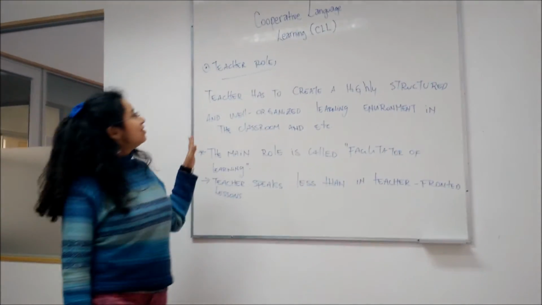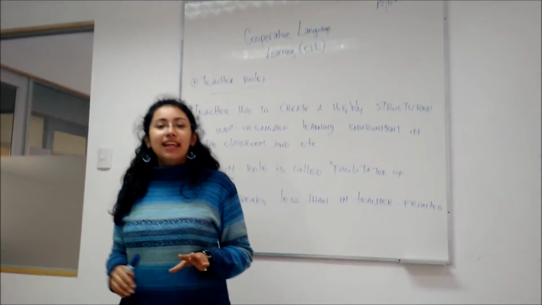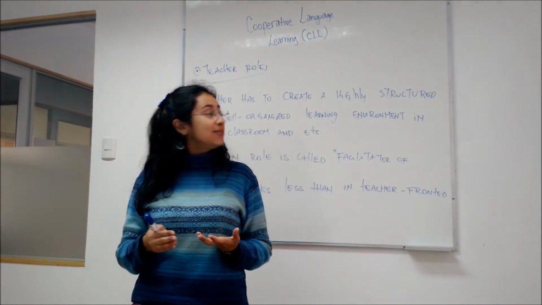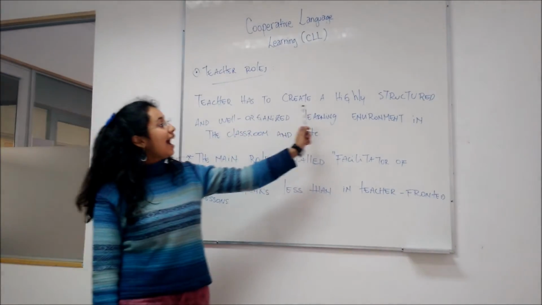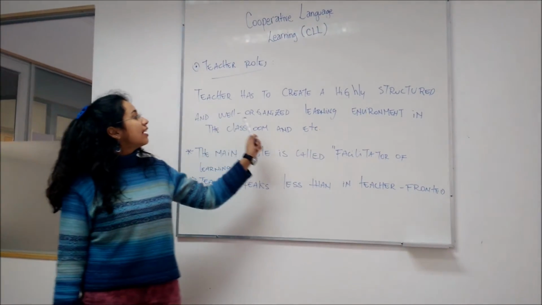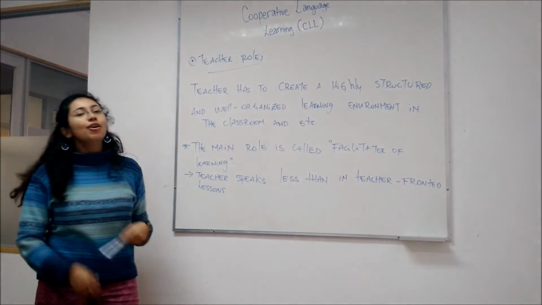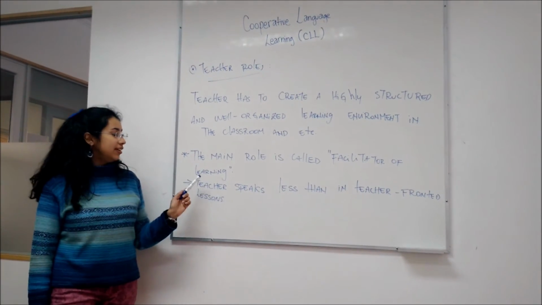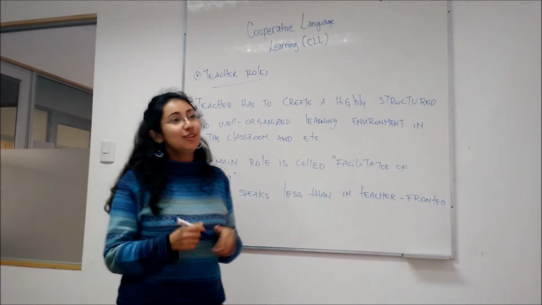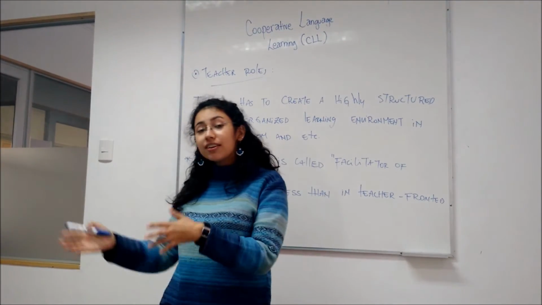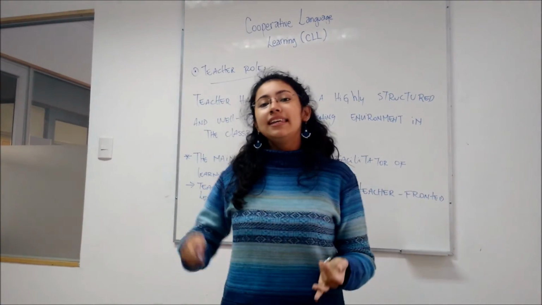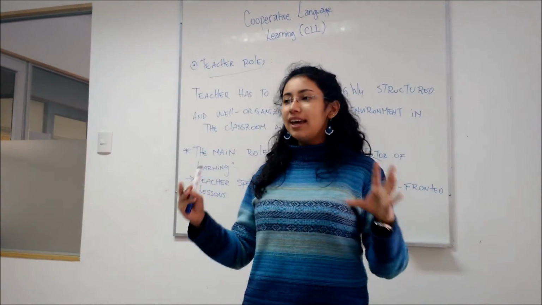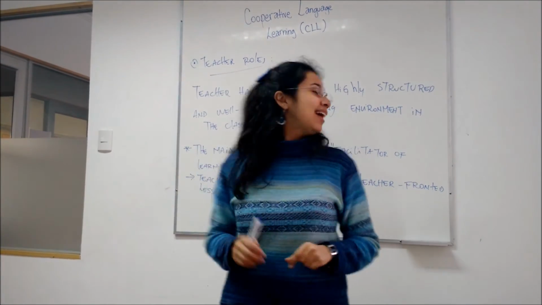Another topic, teacher roles. In this method, the work of the teacher is completely different from the regular work, because the teacher has to create a highly structured and well-organized learning environment in the classroom. The main role is called facilitator of learning, because the teacher has to move around the class, helping students, giving feedback, asking questions. So the teacher controls the people's mind.